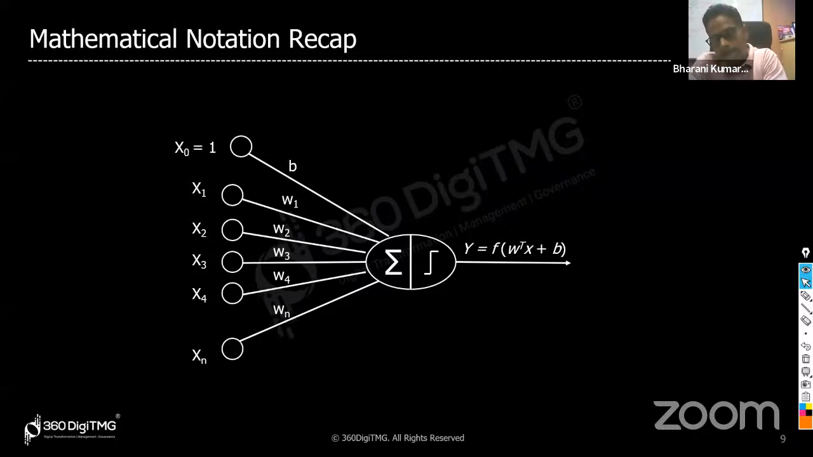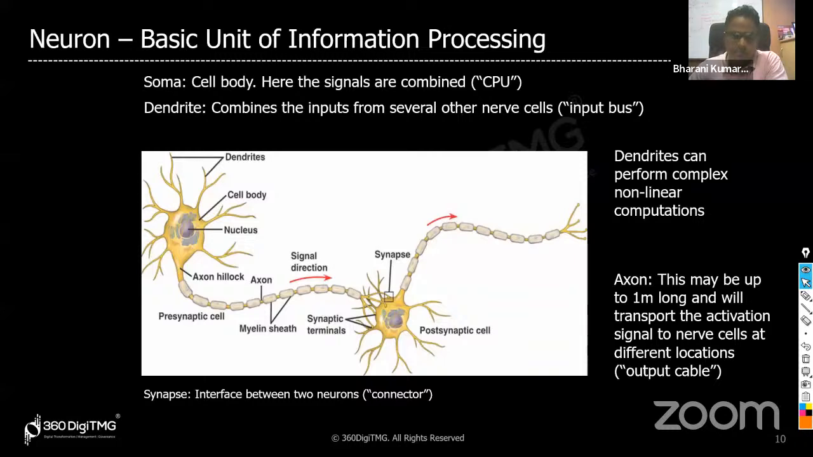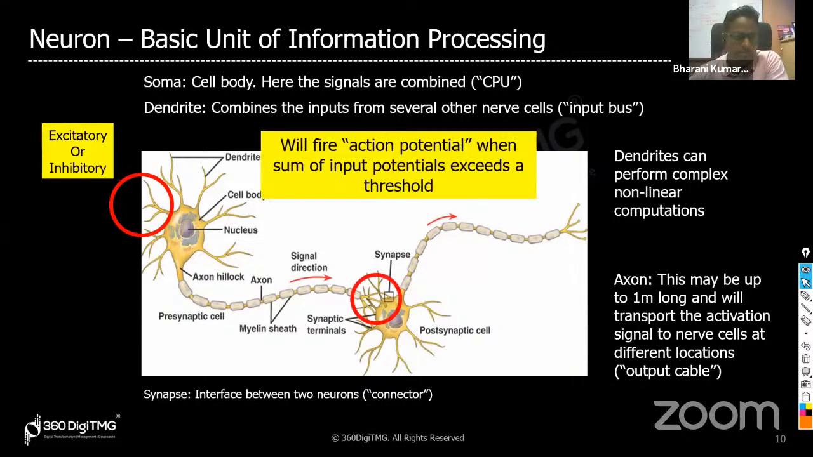So we shall now talk further. This is your basic biological neuron and its various components. That's just given for your information. You can read it when you find free time. What do you mean by soma? What do you mean by dendrites? Synapse and so on and so forth.